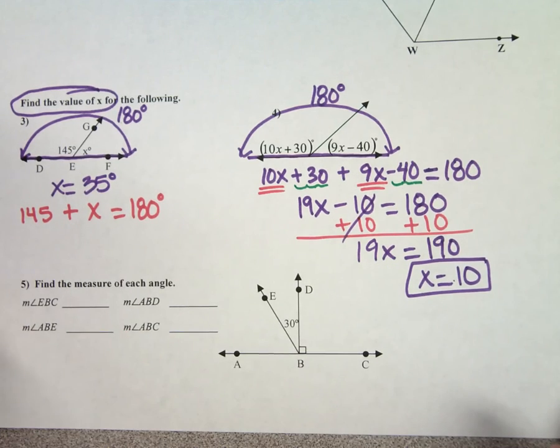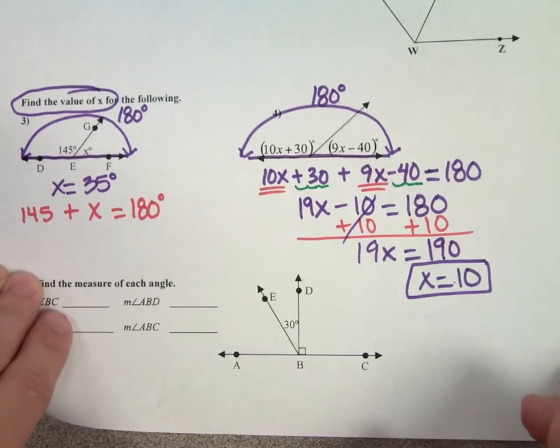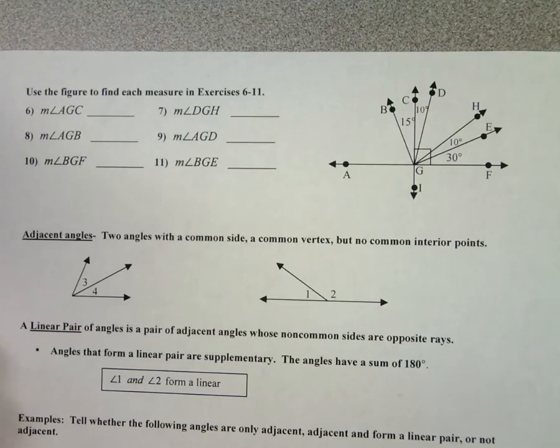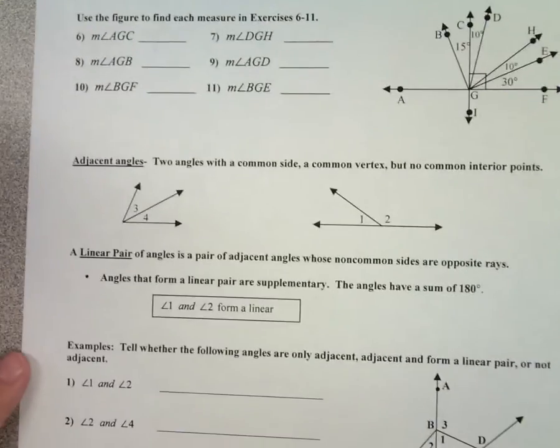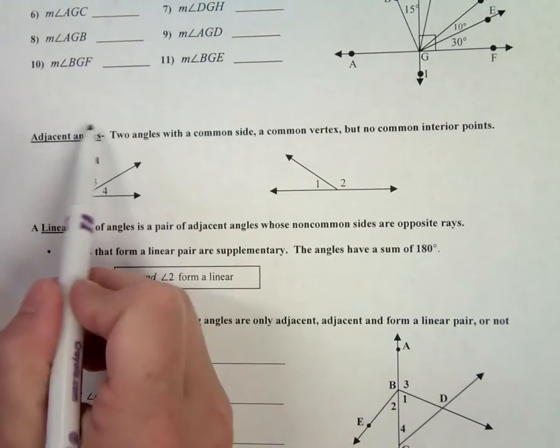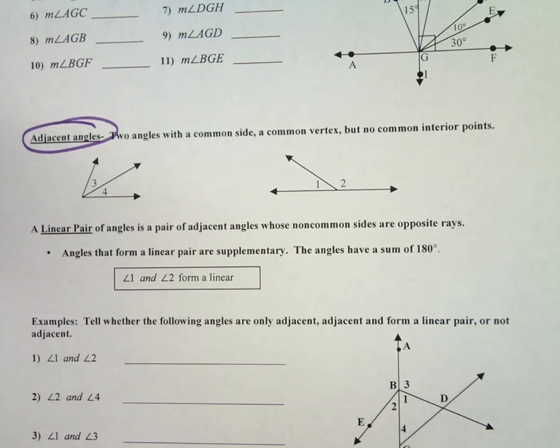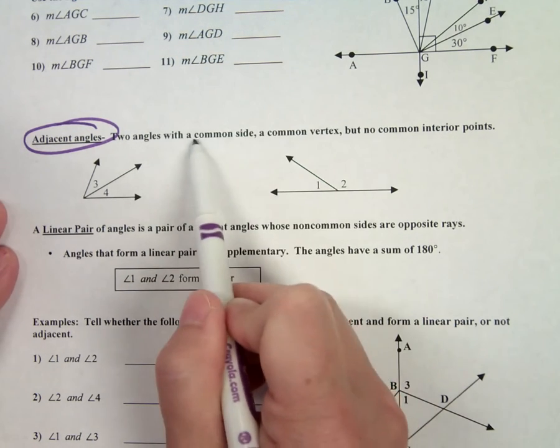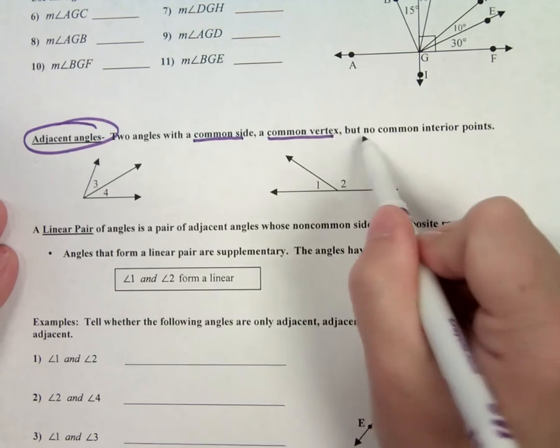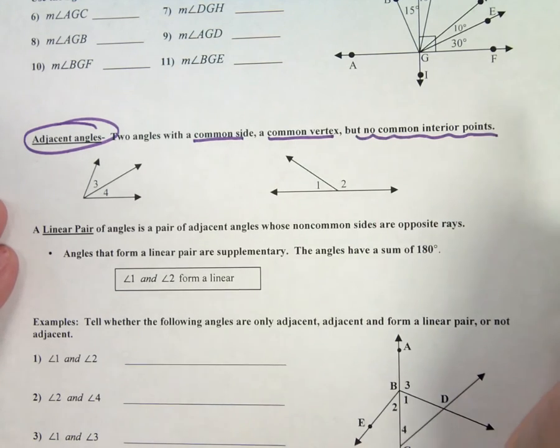So I'm done there. Okay, we are going to skip some of these examples just because there's a lot of vocabulary and I don't want this video to take forever. So let's move to the next vocabulary word, and that is the word adjacent. Two angles are adjacent if they share a common side and a common vertex, but no common interior points.